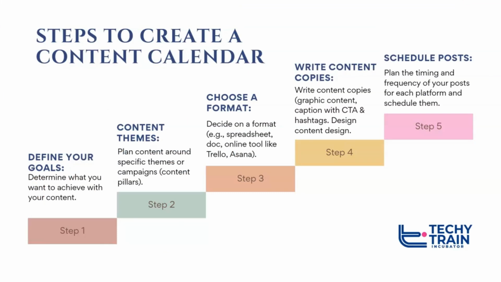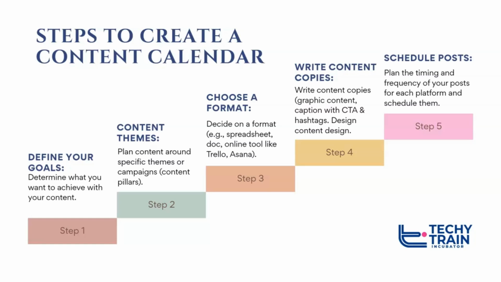Now, what are the steps to create a content calendar? You have to define your goals, just like how you plan your content. Define your goals, determine what you want to achieve with your content. You want to have more followers, more engagement, more reach. When you define your goals, it helps you know what your call to action would be. Then you also want to have the content themes, like I explained earlier as well. You plan your content around specific themes or campaigns.